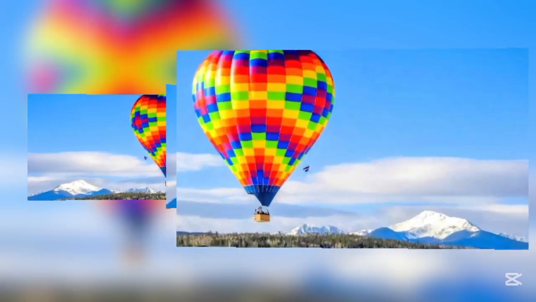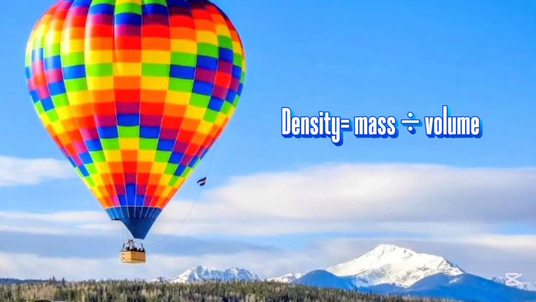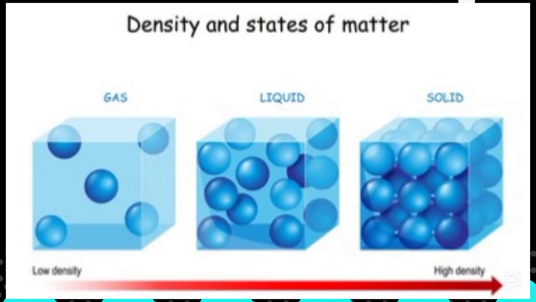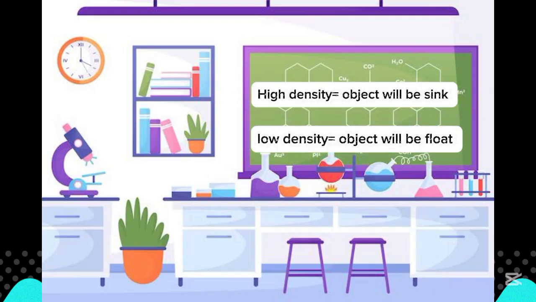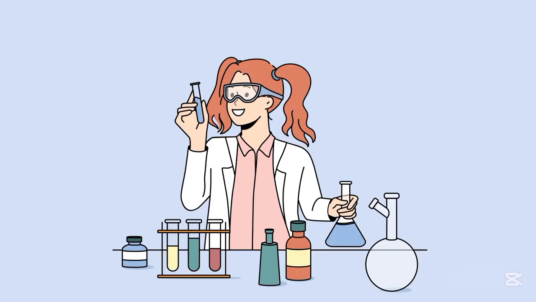So, to sum up, density is mass divided by volume. It tells us how tightly particles are packed. Objects with higher density sink, and objects with lower density float.